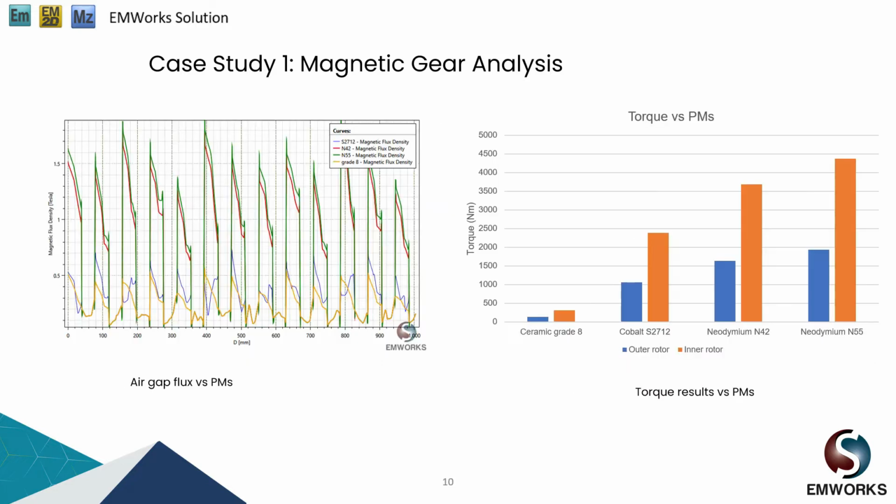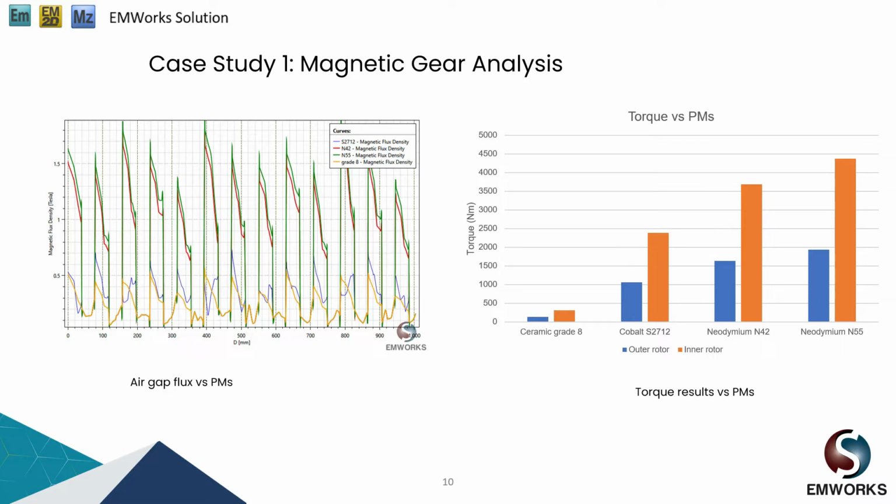Right. Now we investigated the torque versus different permanent magnets. So we use different permanent magnet types, and we are investigating the torque behavior. It can be seen from the left figure that the air gap flux is increasing with the permanent magnet, so it has different values.